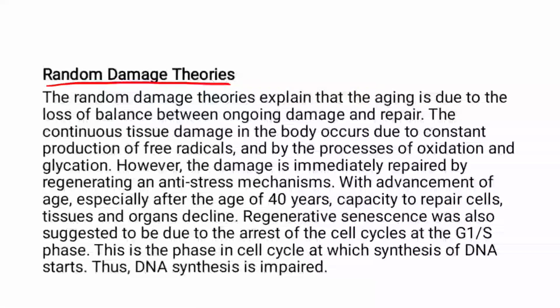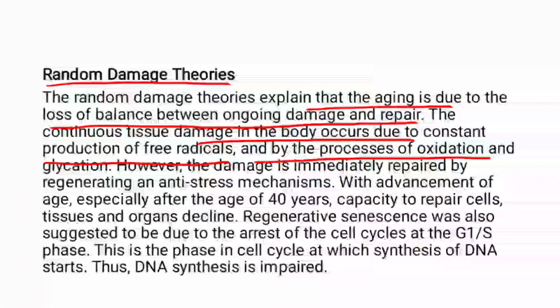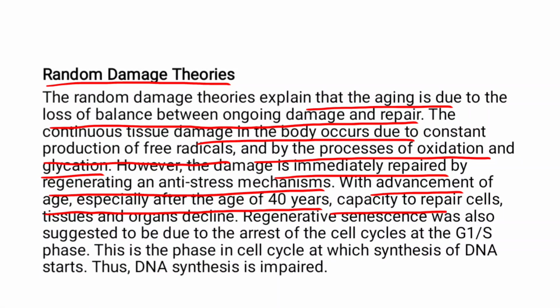The random damage theory explains that aging is due to the loss of balance between ongoing damage and repair. The continuous tissue damage in the body occurs due to the constant production of free radicals and by processes of oxidation and glycation. However, the damage is immediately repaired by regenerating anti-stress mechanisms. With advancement of age, especially after the age of 40 years, the capacity to repair cells, tissues, and organs declines.